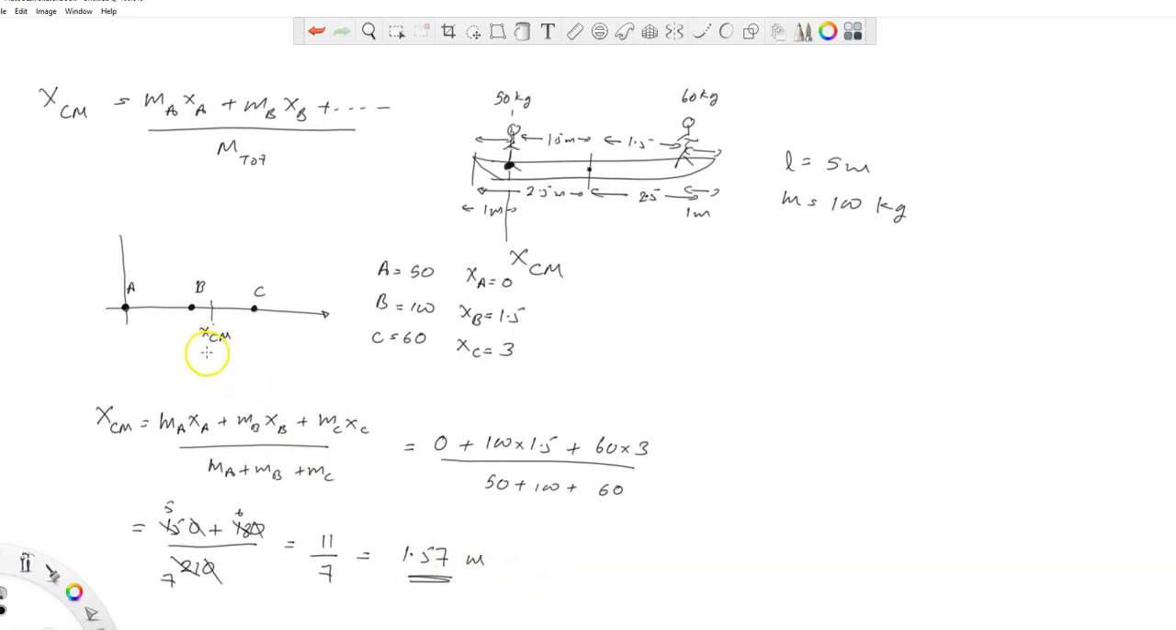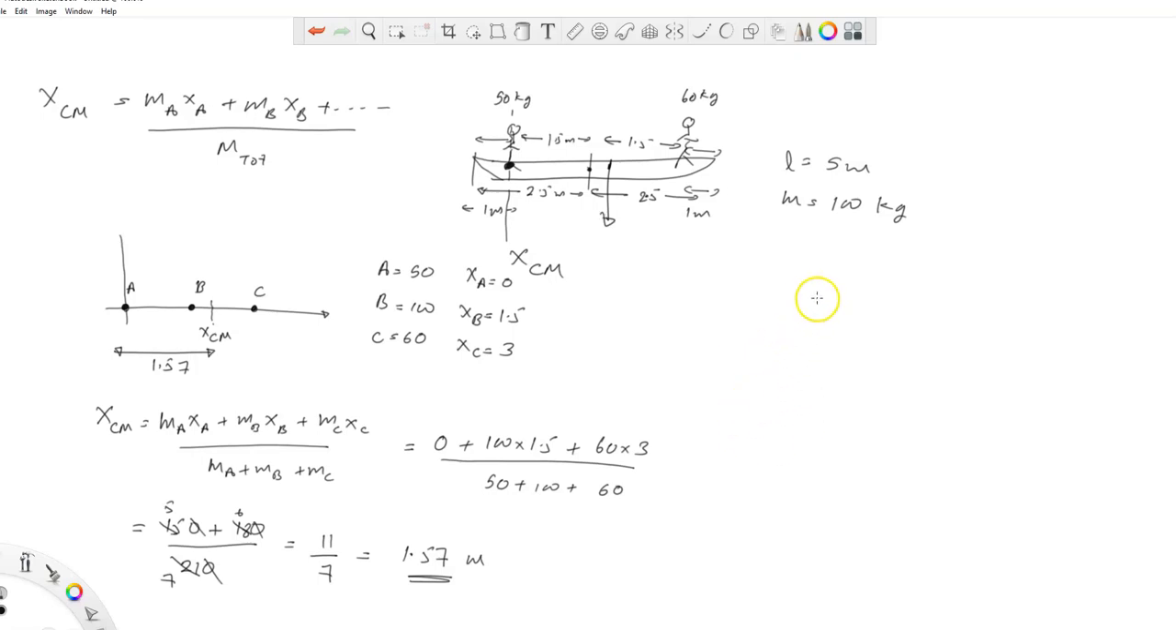This point is 1.57 meters from A. So from this person, the center of mass is 1.57 meters to the other side, right? So somewhere here. So that's the idea. This is how we're going to find where the center of mass is.